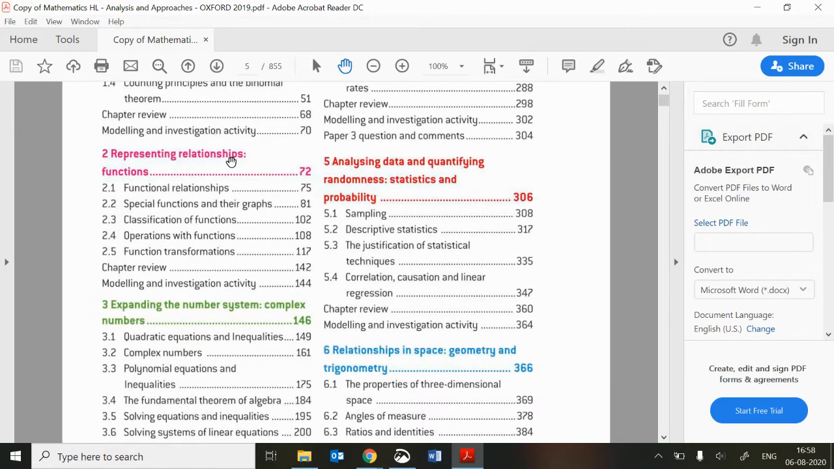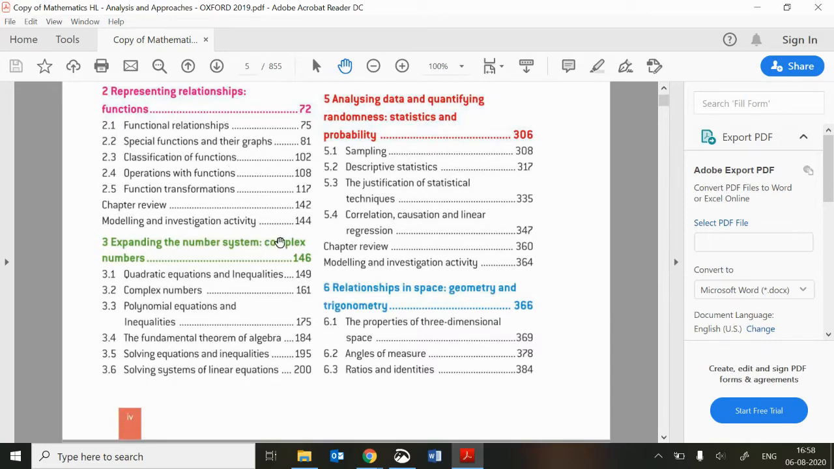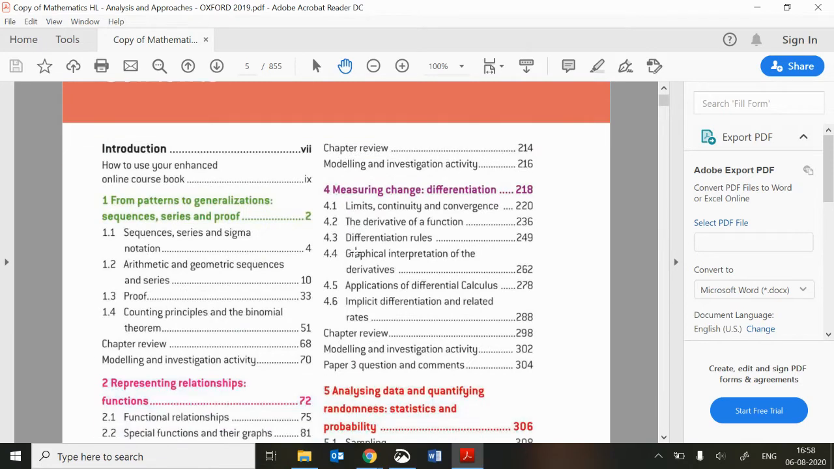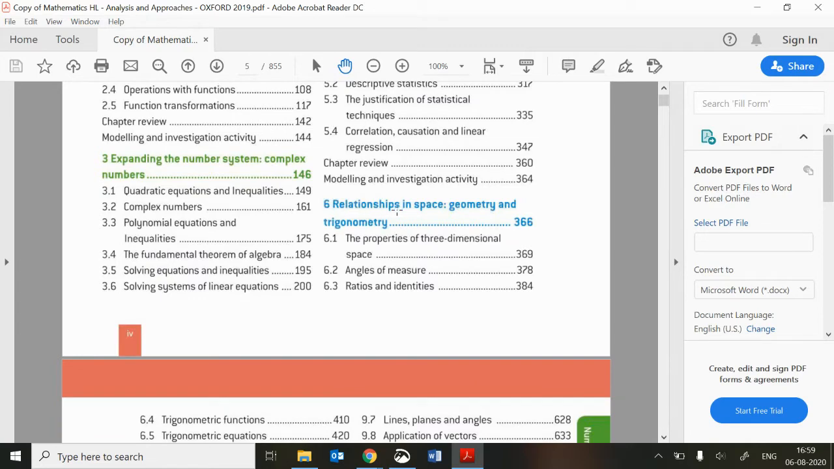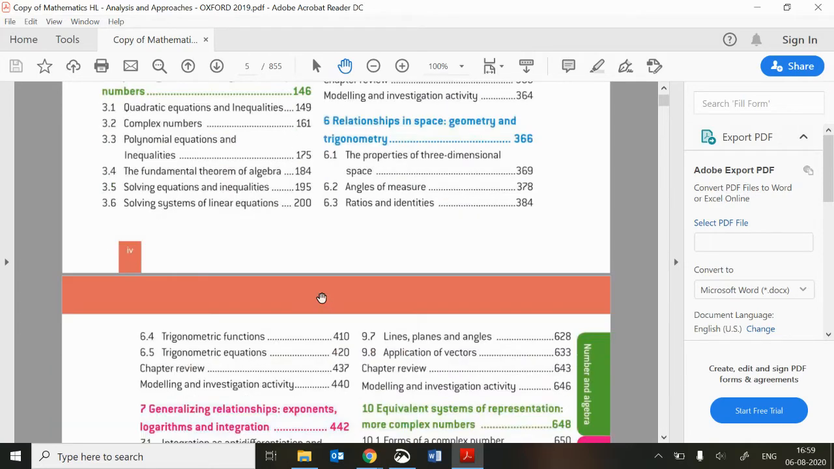We have representing relationships, so more on functions, expanding the number system to complex numbers or imaginary numbers. Measuring change, we've got differentiation turning up, which a lot of students will have studied already, or at least some of. Obviously, we'll extend it further. Then we're getting to some statistical work here. We've got analyzing data and quantifying randomness. And relationships in space, so geometry and trigonometry. There'll be a lot of extension to trigonometry in this course.